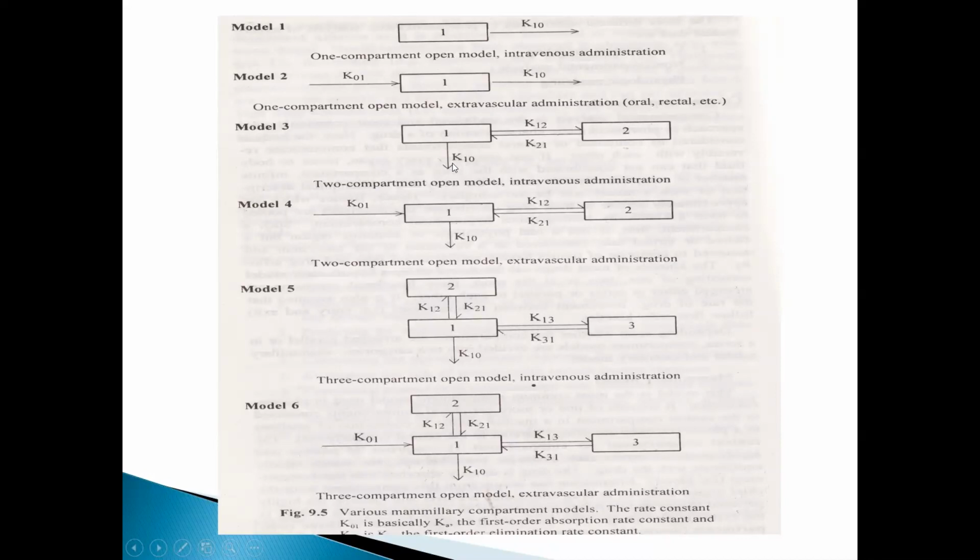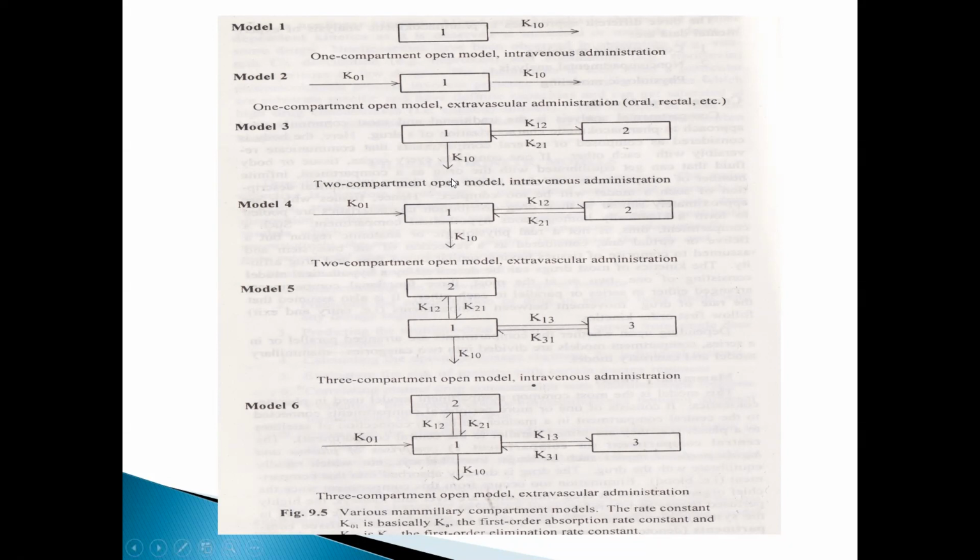This is a model where you are describing the movement of the drug. This is what is happening in compartment modeling: you are describing and quantitating the movement of the drug between the various compartments. You know that the elimination occurs from the central compartment and it is given by the first order elimination rate constant K10.